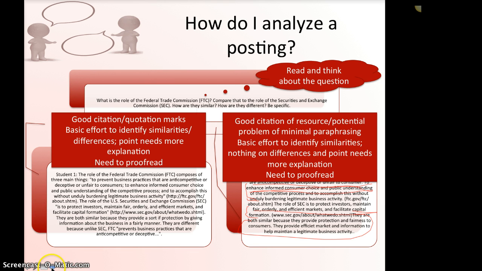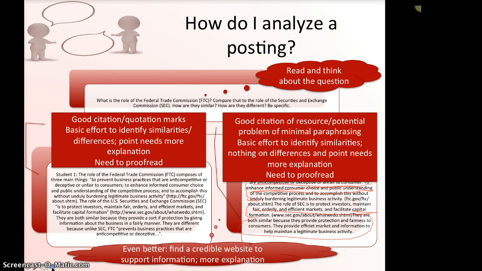And let's see. The other point is, even better, find a credible website to support the information and then give more explanation. So that's kind of how I read through the postings to see what works and what doesn't. And I hope this then helps you to see what it is you can do to get the most points for the discussion assignments.